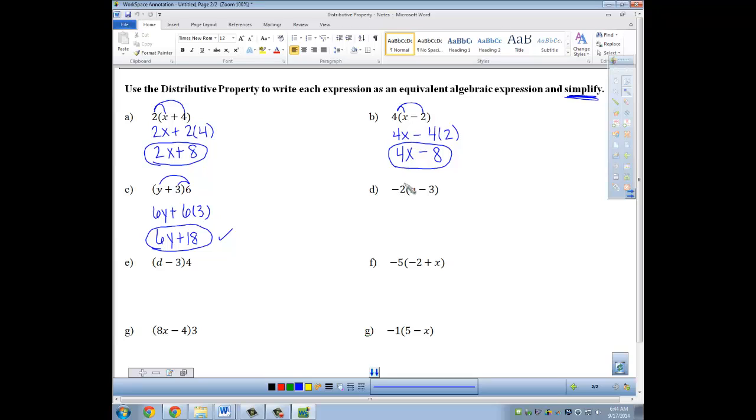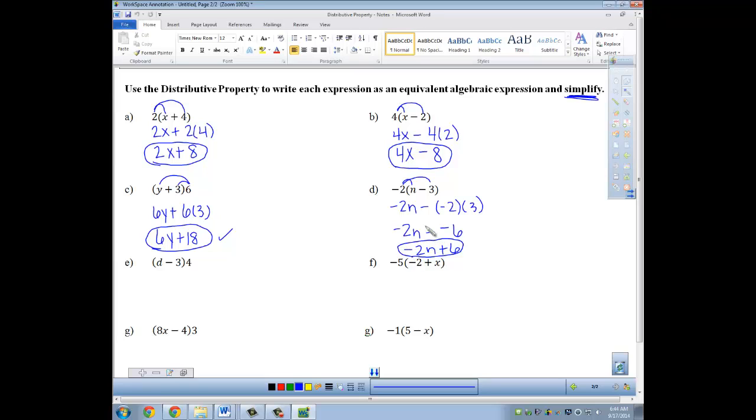Part D, we're getting into some negatives. We have negative 2 times n is negative 2n. I got a minus sign, so minus. Then negative 2 times 3. So we get negative 2n minus, negative 2 times 3 is a negative 6. But I know to keep, change, change, so it becomes negative 2n plus 6.